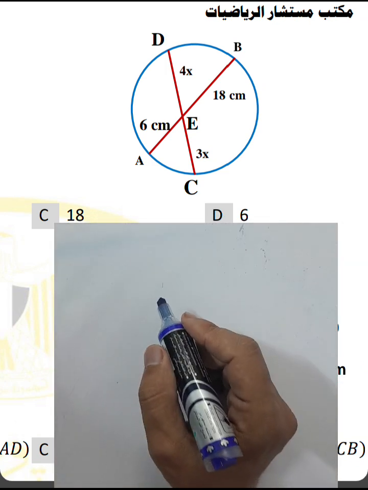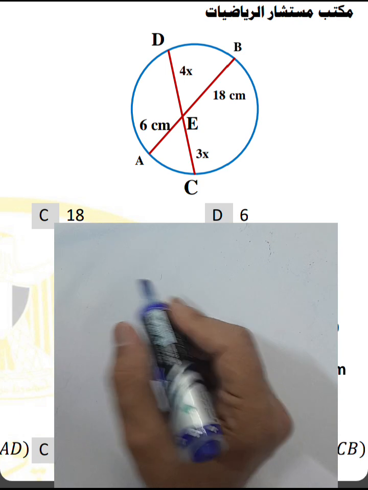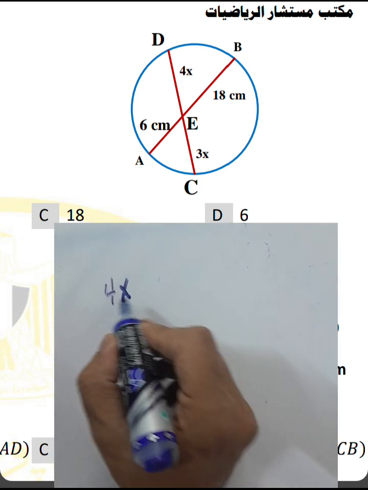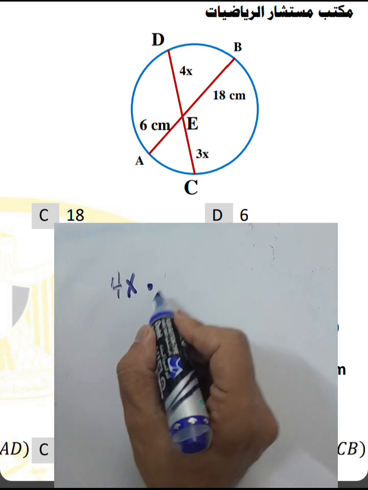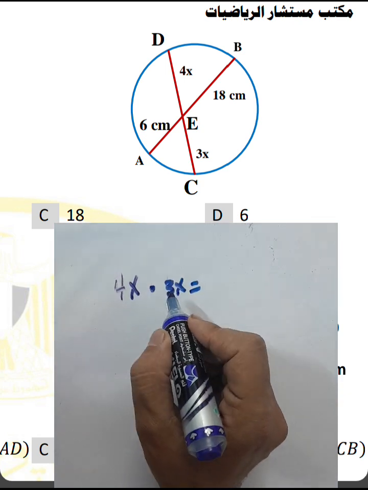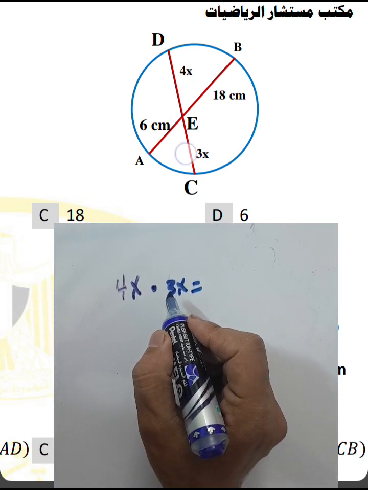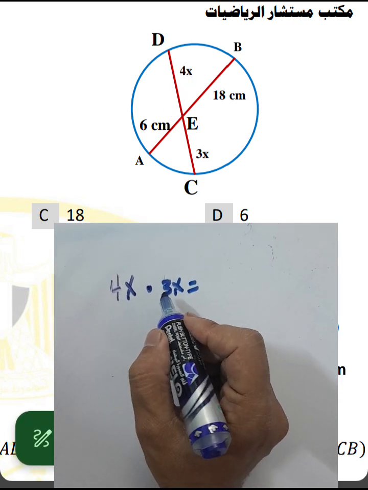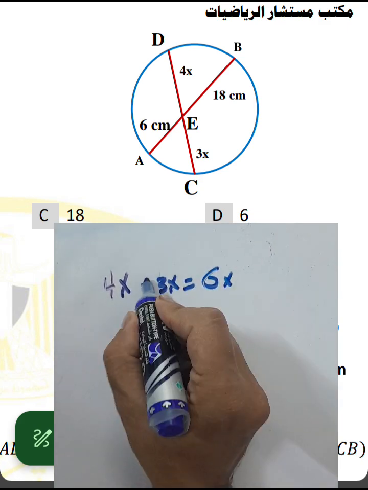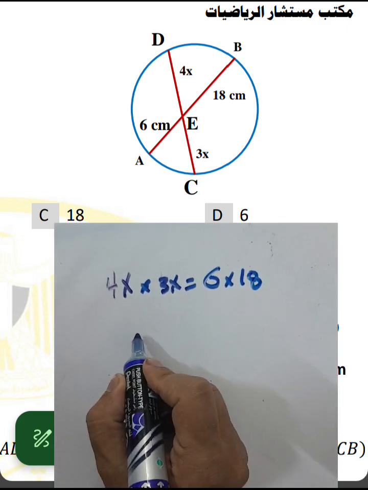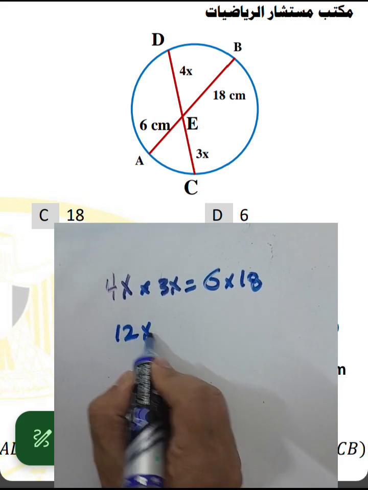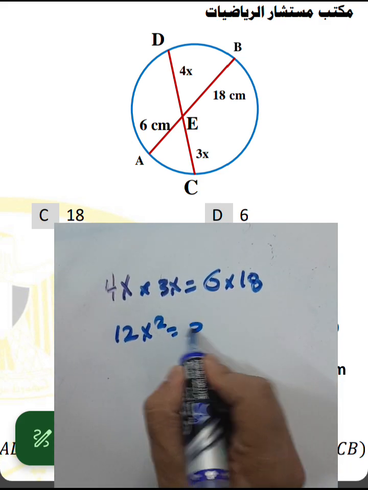You want to find the length of CD. First step, we know 4x multiplication by 3x equals 4x here. Look at here, 4x times 3x equals 6 times 18. 4 times 3 equals 12, so 12x squared equals 6 times 18.